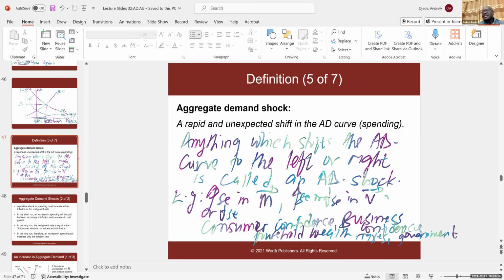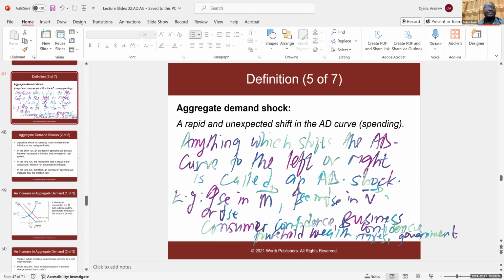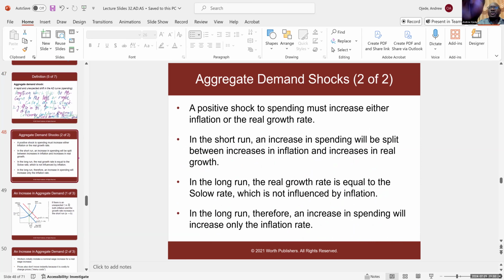So when the Fed decides to increase interest rates or decrease the growth rate of the money supply, the aggregate demand curve is going to shift to the left. That's what they call a negative demand shock. So let's talk about it here. A positive shock to demand, to spending, must increase either inflation or the real growth rate. In the short run, an increase in spending will be split between increases in inflation and increases in real growth.